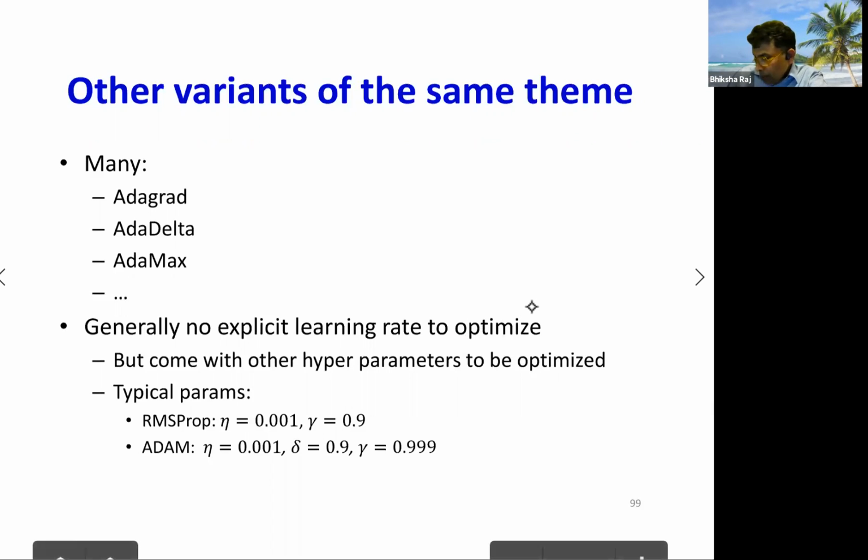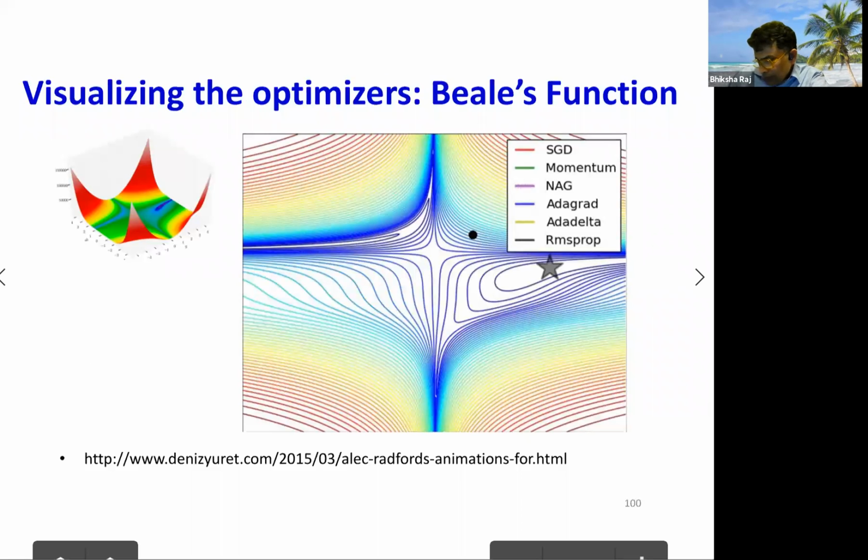You do have other hyperparameters to set anyway, like the initial value for eta, this gamma and this delta, and here are some typical values for RMSProp and Adam, but these are terms that you can play around with. So there was supposed to be a quiz here.